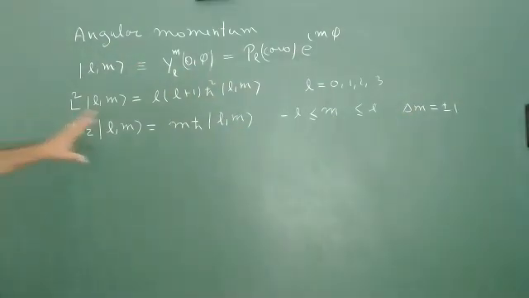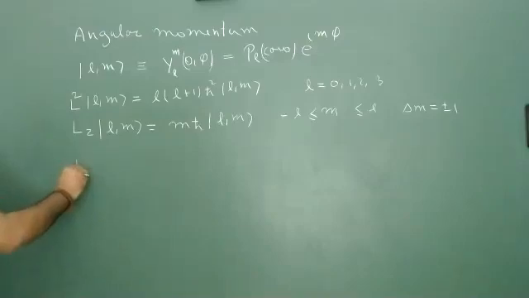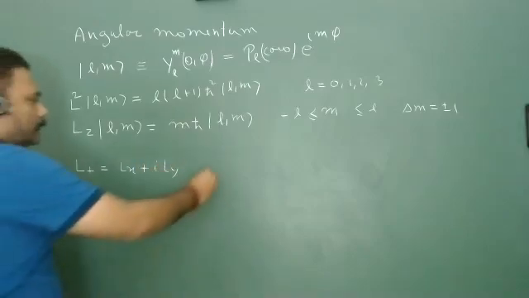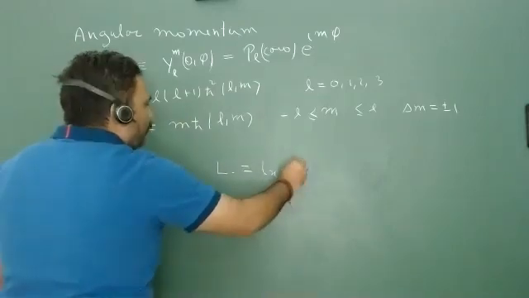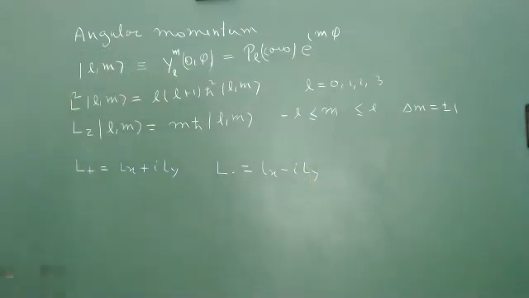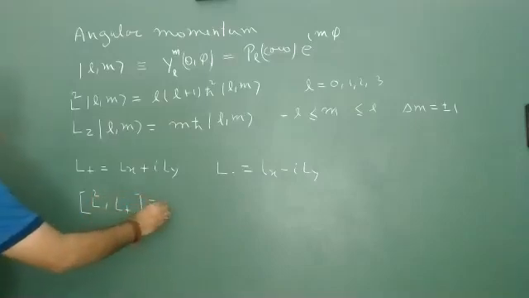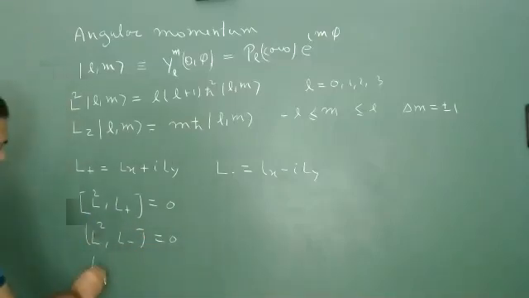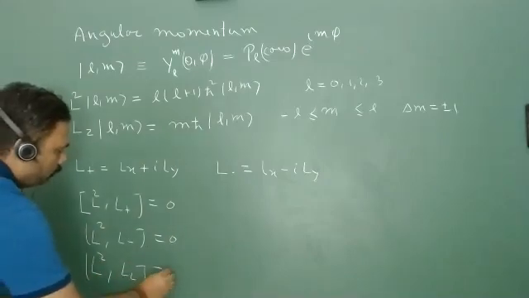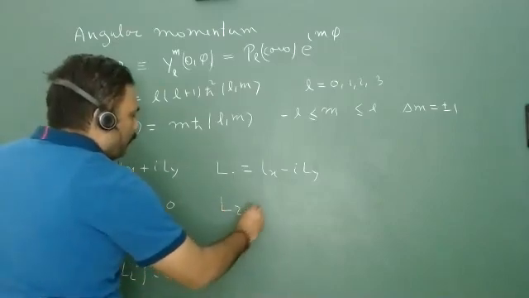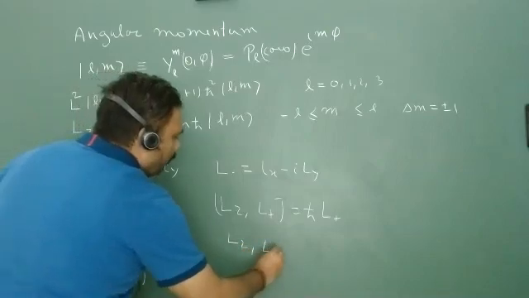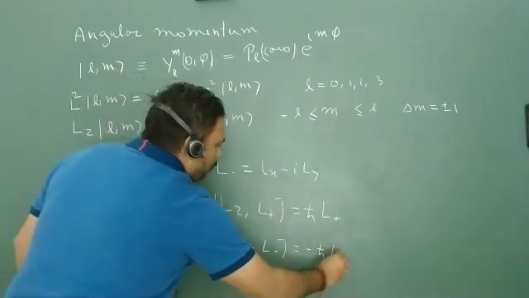So right now you can just use this, and we have also defined two operators. One operator is L plus, that is Lx plus i Ly, and another operator is L minus, that is Lx minus i Ly. We have also found some commutation relations: L squared with L plus is equal to 0, L squared with L minus is equal to 0, and L squared with Lz is also equal to 0. But the next ones are very interesting. We have [Lz, L plus] equal to h-cut L plus, and [Lz, L minus] equal to minus h-cut L minus.